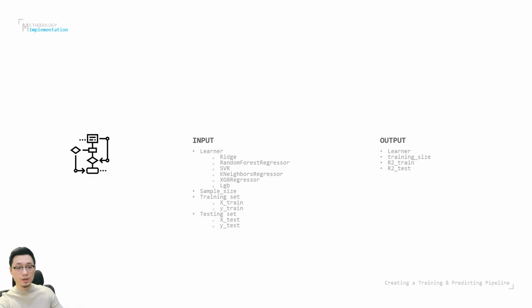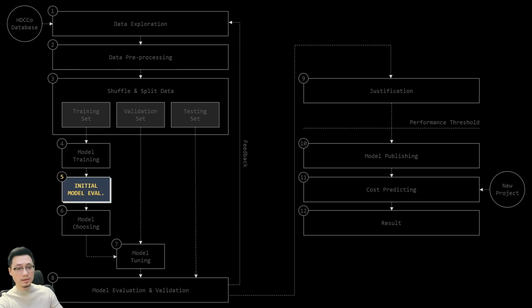In here, the training pipeline is coded with its maximum flexibility. The inputs of the pipeline are learners, sample size, and of course, training and testing sets. The outputs include learners, training size, and the evaluation scores. So, what is the evaluation metric?